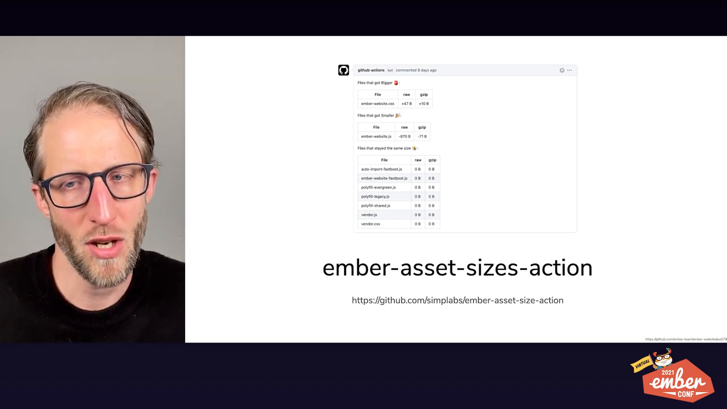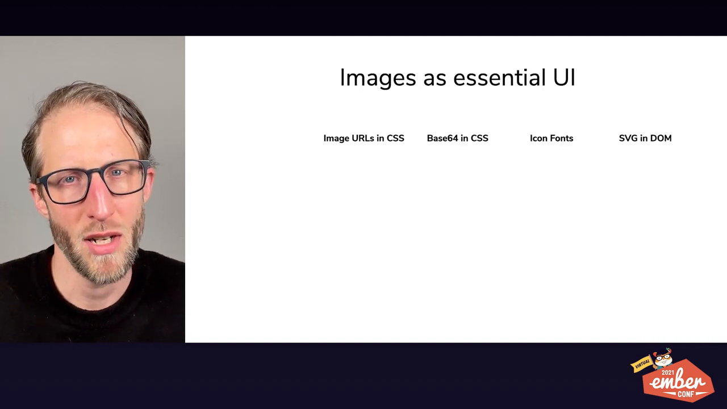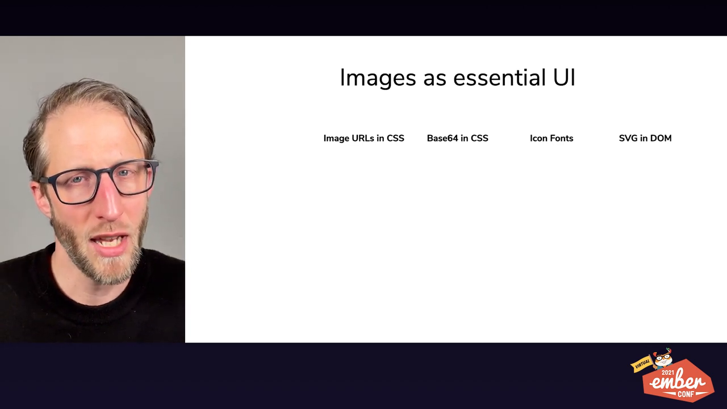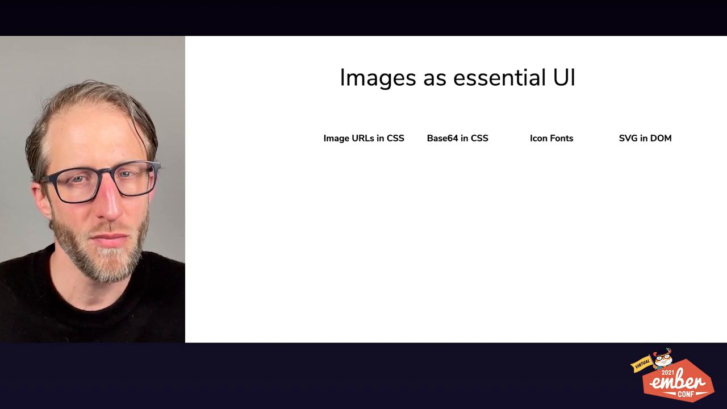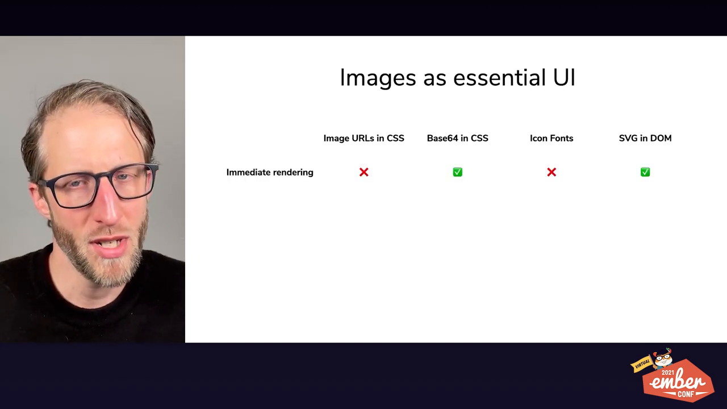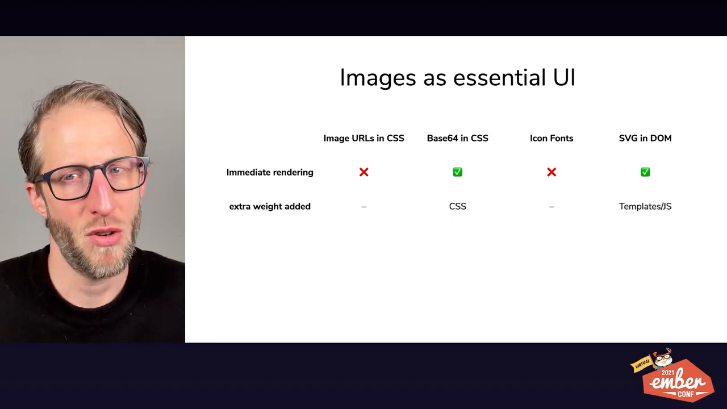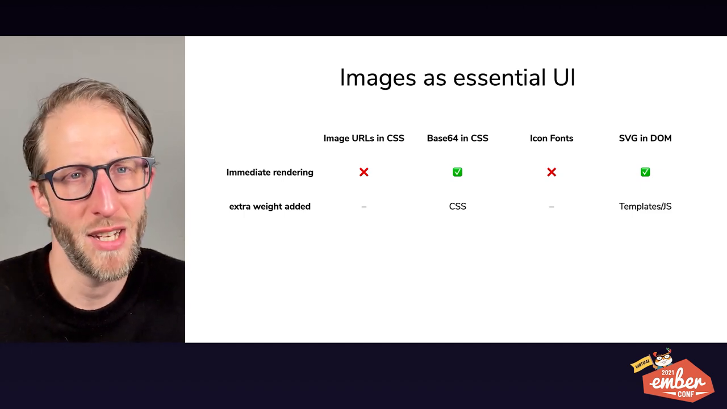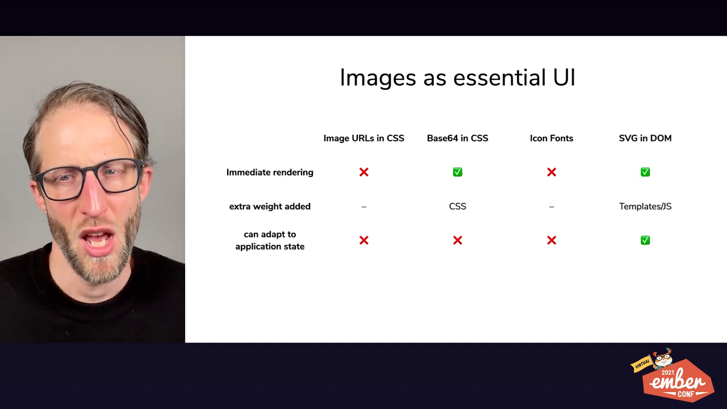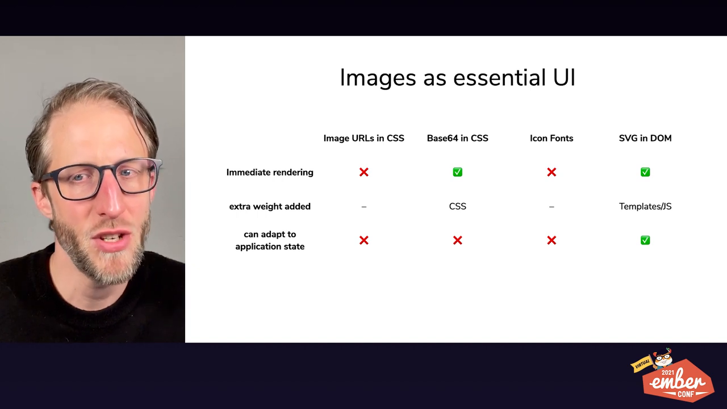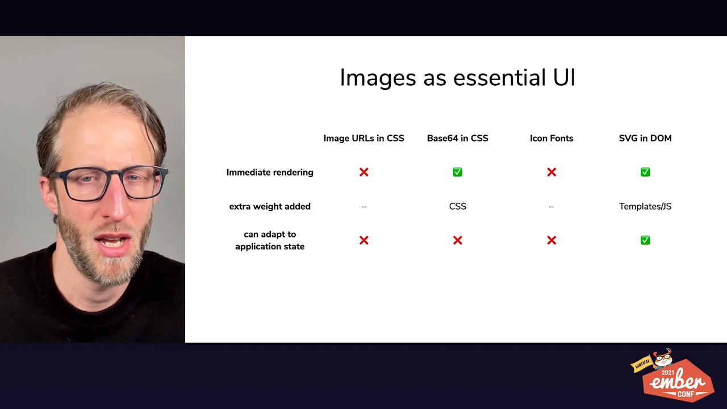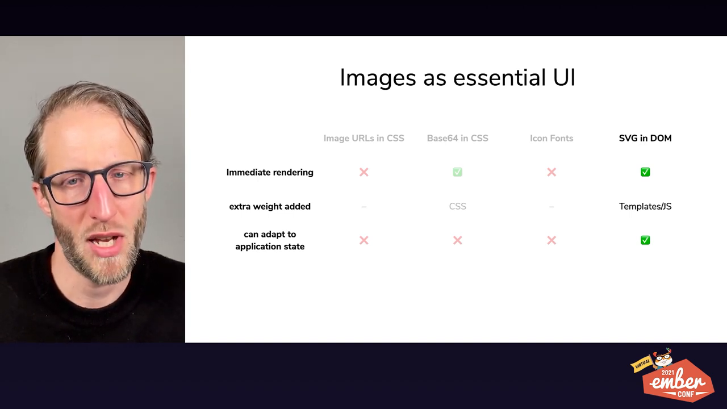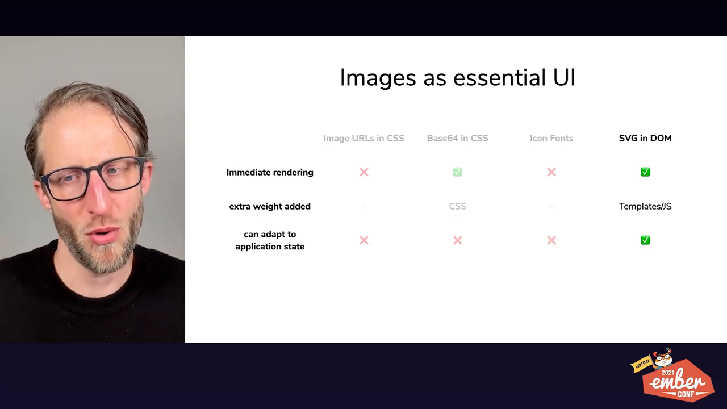To summarize the topic of icons, let's look at all of the presented options we have for adding icons into our apps at once. We can use image URLs in CSS, we can use images as base64 strings in CSS, we can use icon fonts, and we can put SVG right in the DOM. Icons added as base64 in CSS or SVG in the DOM will display immediately with the rest of the UI. They do add some extra weight to our CSS and JavaScript, though, where using image URLs in CSS or icon fonts do not really add any relevant weight. The only approach that allows us to freely adapt icons to our application state is using SVG, which we can modify entirely dynamically. So typically, using SVG is going to be the go-to choice here. But you want to make sure you have proper tooling in place to prevent accidentally growing your JavaScript bundle disproportionately, as explained before.